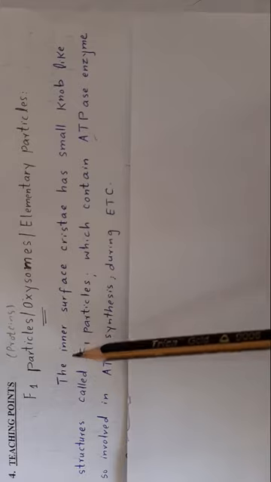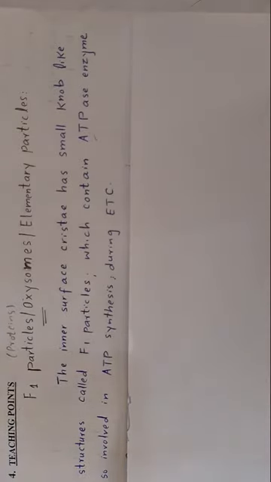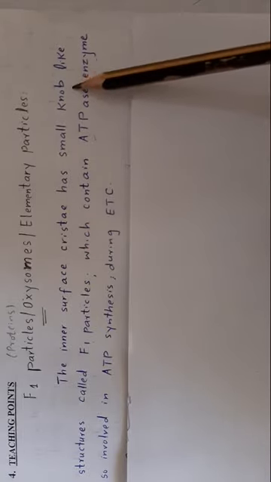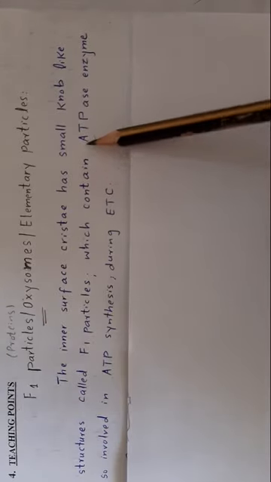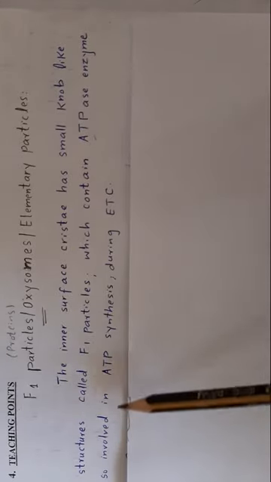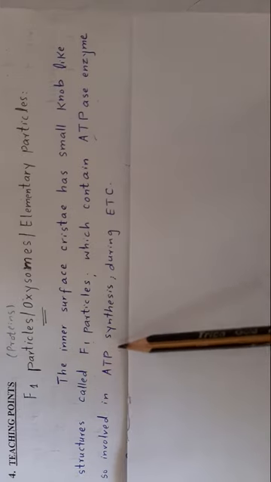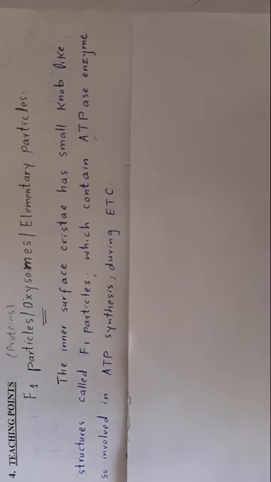So once again, what is an F1 particle? The inner surface, as you have seen in the diagram, has small knob or rounded structures called F1 particles, which contain ATPase enzyme. So the F1 particle is involved in ATP synthesis during the respiratory electron transport chain.